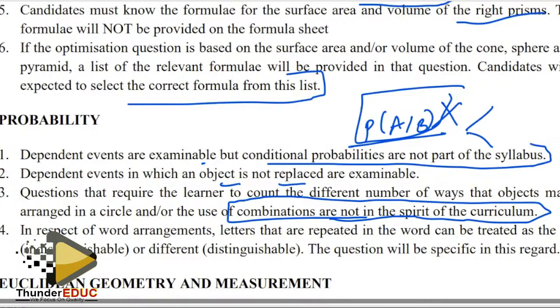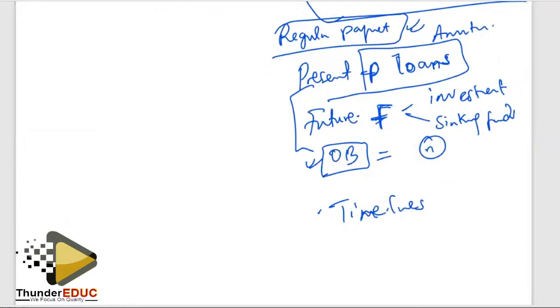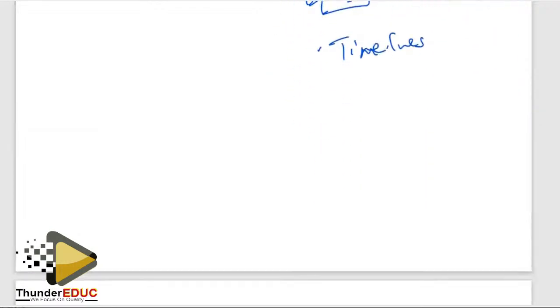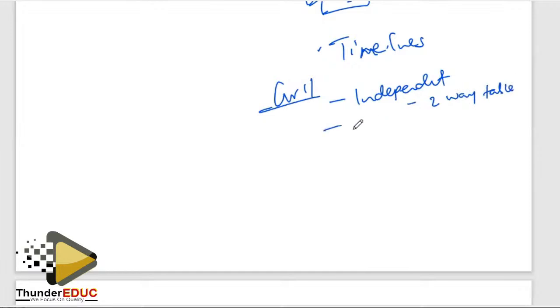Okay, so with this probability, we need to remember our concepts of grade 11, where you talked about how you prove that events are independent or dependent using the contingency tables, two-way tables. You need to at least go over the old tree diagrams, how to draw the tree diagrams and obtain the outcomes.